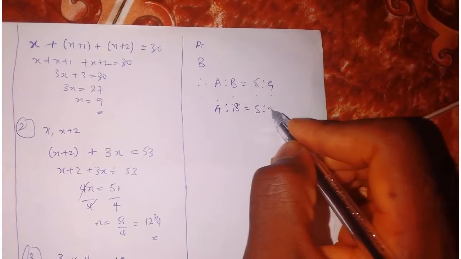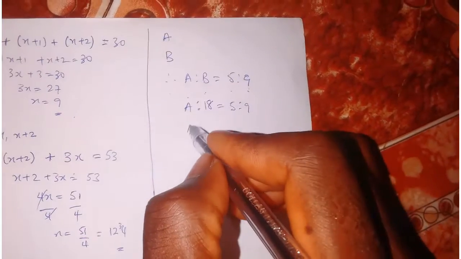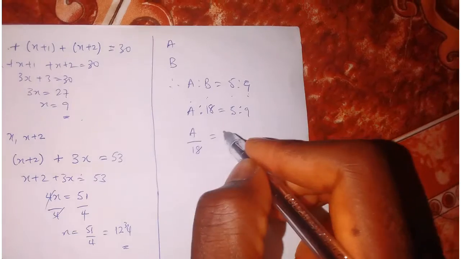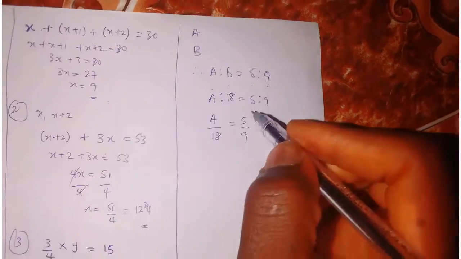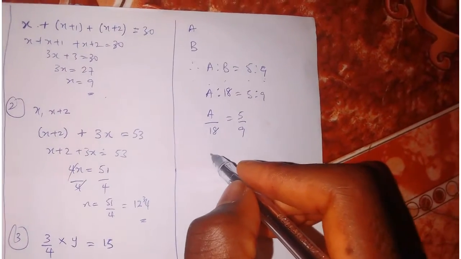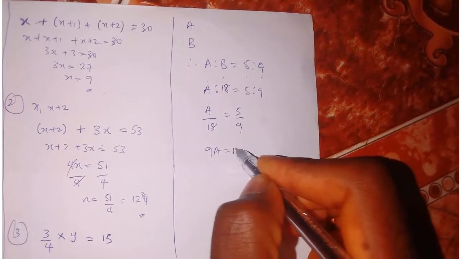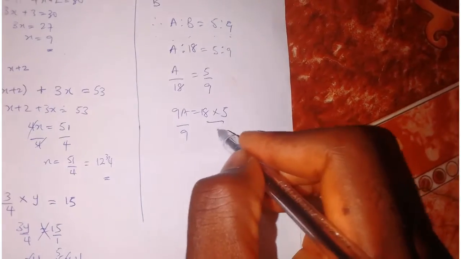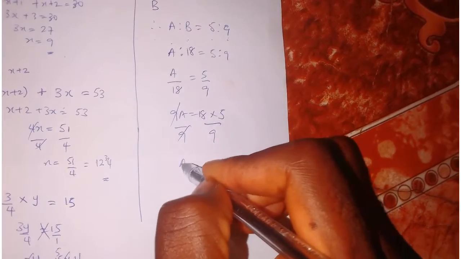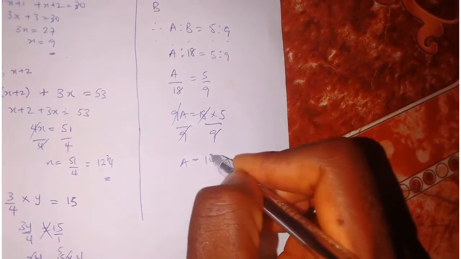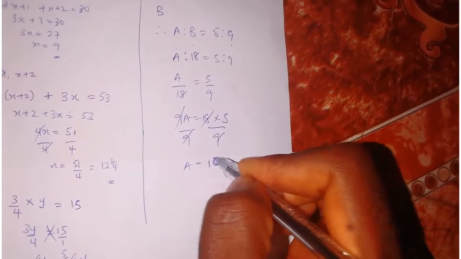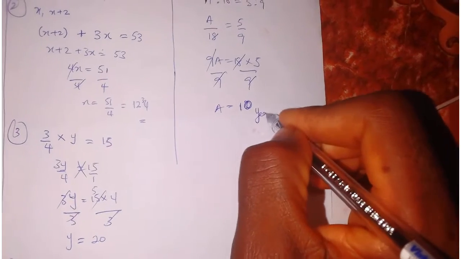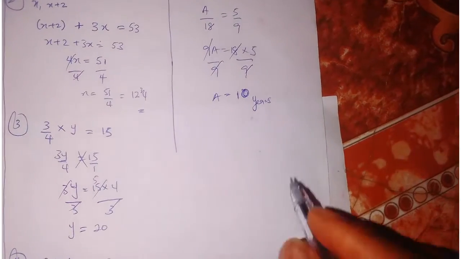5 ratio 9. Now in mathematics, ratio is also the same thing as division. So A over 18 equals 5 over 9. In that case then, on solving, I have 9A equals 18 times 5. Divide both by 9, to leave my answer to be 10. So the age of the smaller boy is 10 years.